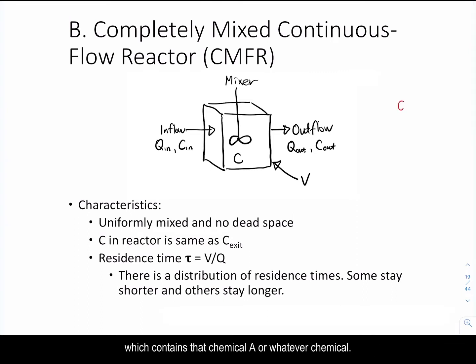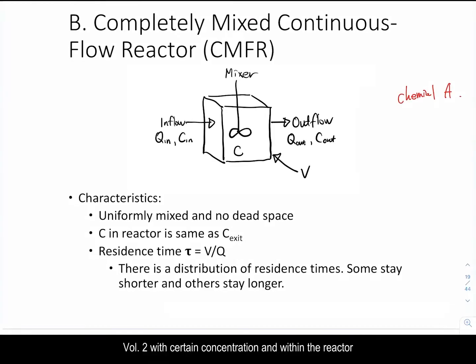which contains chemical A or whatever chemical. Okay, so Q in is how much water is coming in in terms of the flow, and the concentration of that chemical A in that water flow. Also, water is coming out from the reactor as well, with a certain concentration. And within the reactor, it's always completely mixed, so concentration C is uniform.